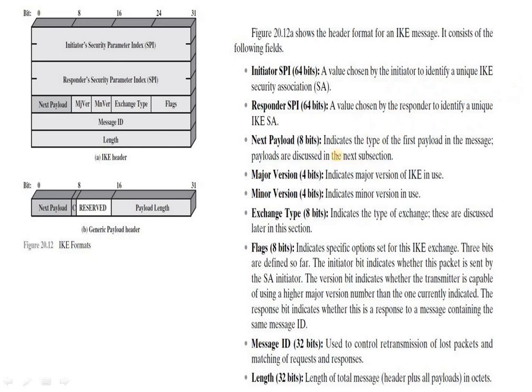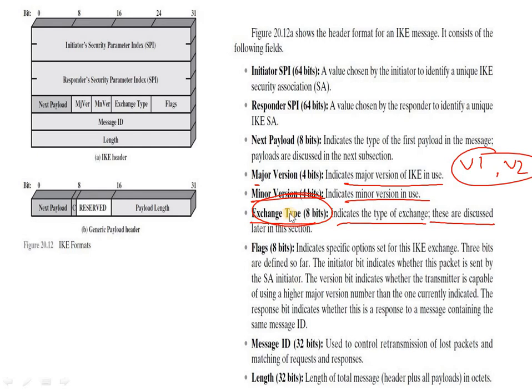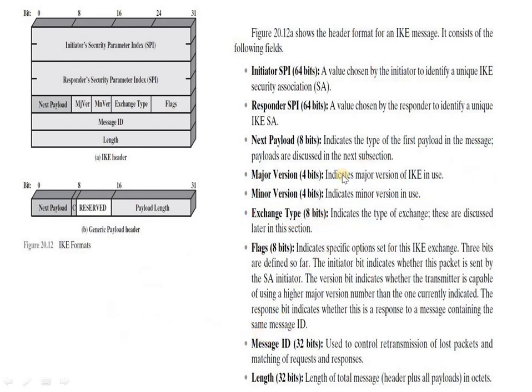Major version indicates the major version of IKE used. So which version, version 1 or version 2? Minor version indicates the minor version in use. Exchange type indicates the type of exchange being discussed. We have two types of exchange of keys in Internet Key Exchange. One is manual, another one is automated. In the automated we have two methods. One is ISAKMP and another one is Oakley. So these are the exchange types that we are using. This will be told by this exchange type field, which is of 8 bits.